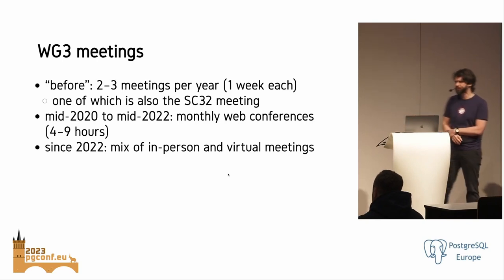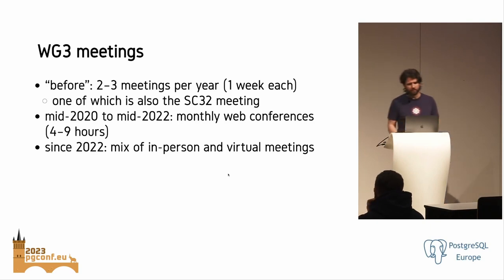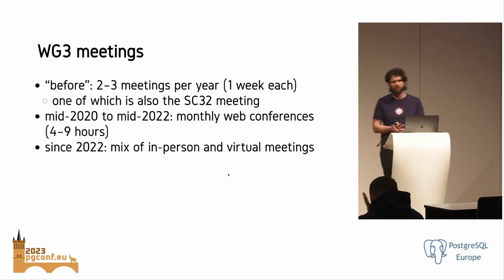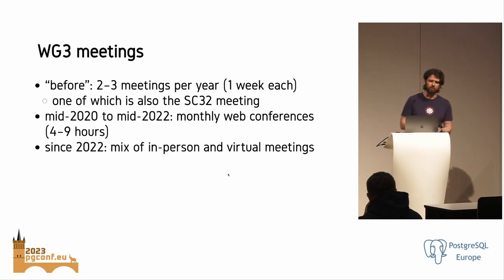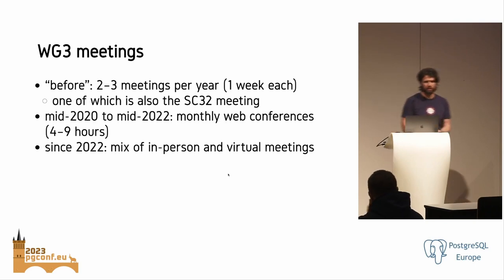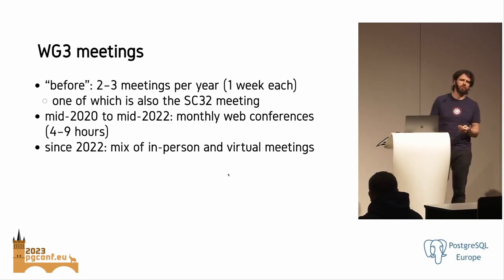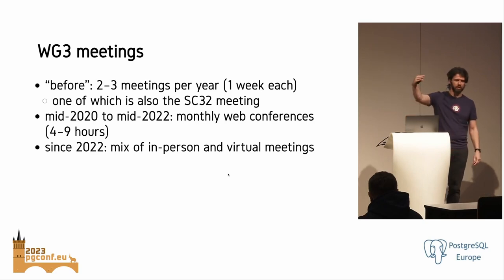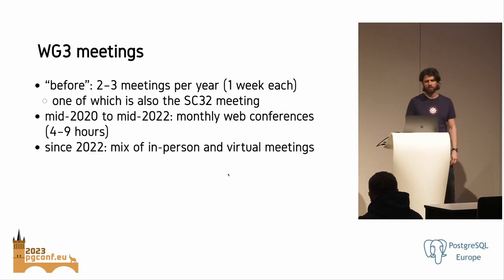In the before times, as we call them now, it was typically 2 to 3 meetings a year, usually February, June, September. One week each: you meet in a conference room for the whole week, basically all day, and you work through your agenda. Usually the June meeting is also the SC32 meeting, so that's once a year, and the other meetings are just WG3 meetings. And then, of course, we can talk about the past now.